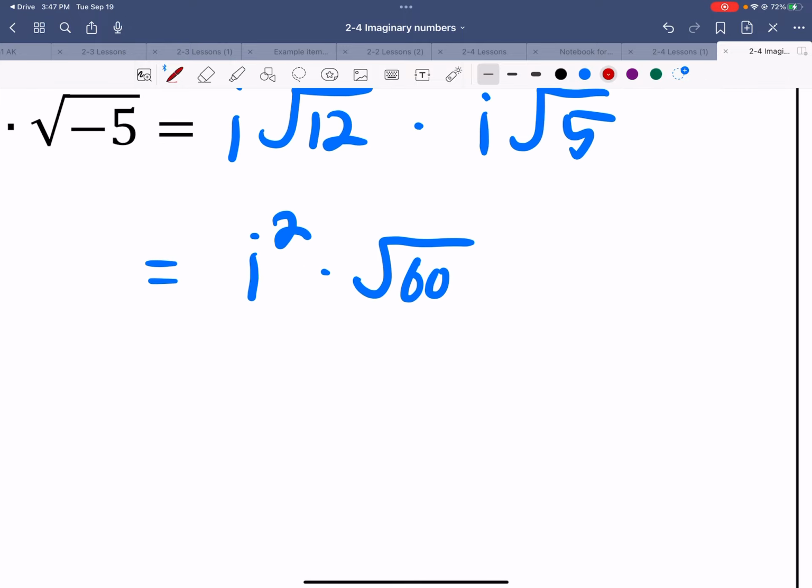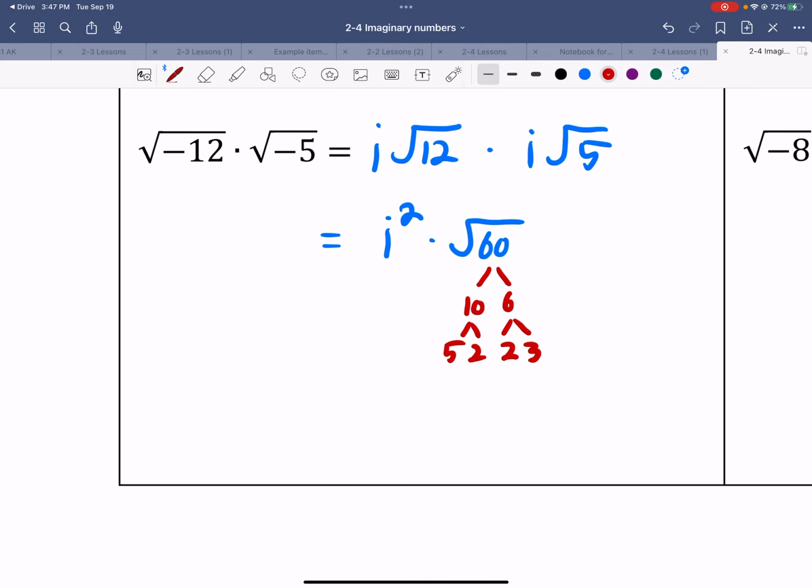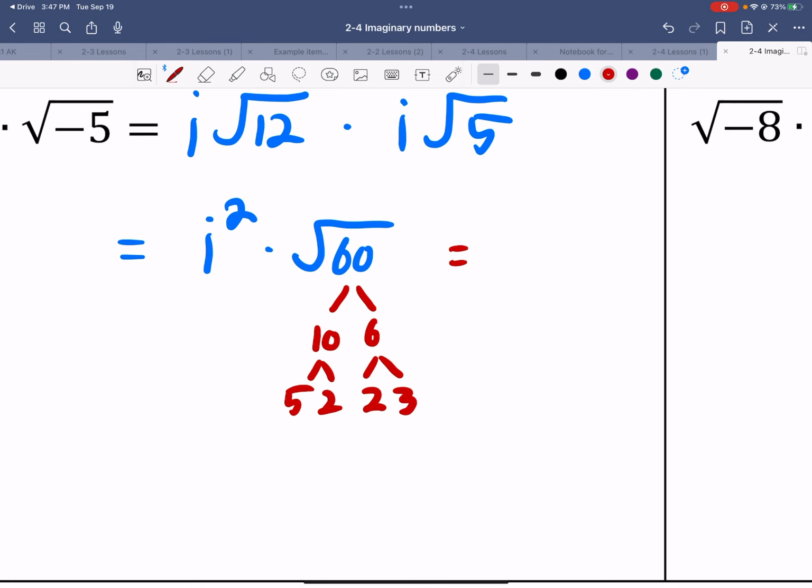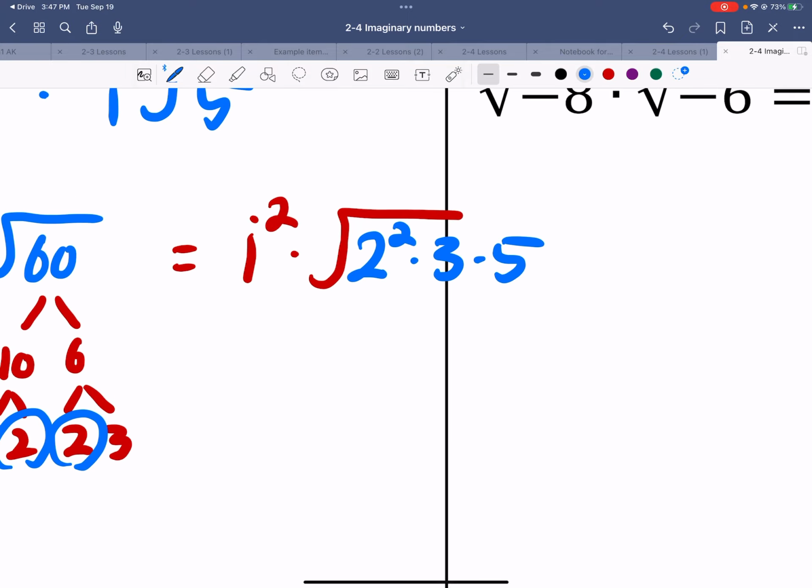And then we're going to simplify this one, okay? So 60 can be broken down into 10 and 6, 10 into 5 and 2, 6 into 2 and 3. And when you do this one, that's going to be the same as I squared times 2 squared times 3 times 5.